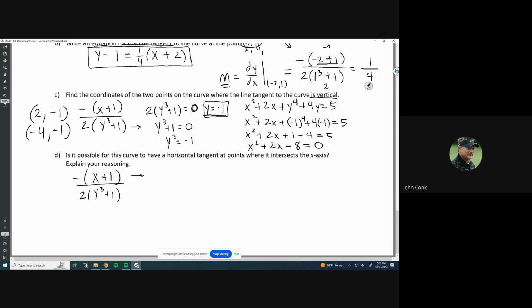So that means that negative x plus 1 equals 0. So if I divide by negative, x plus 1 is equal to 0. That means that x would have to be equal to negative 1. That's what I know so far.